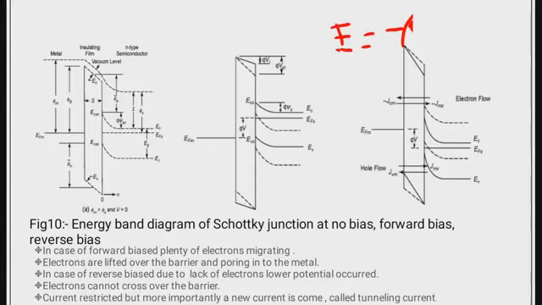In case of forward bias, what is happening? Plenty of electrons migrate, and due to the higher potential, the energy band goes up.